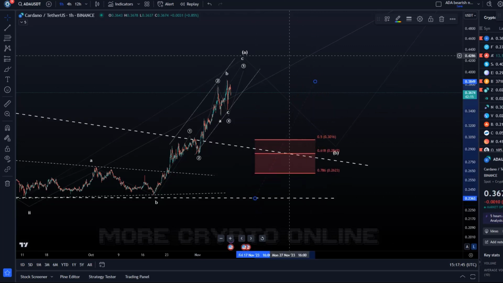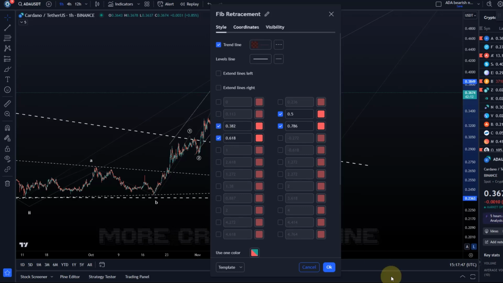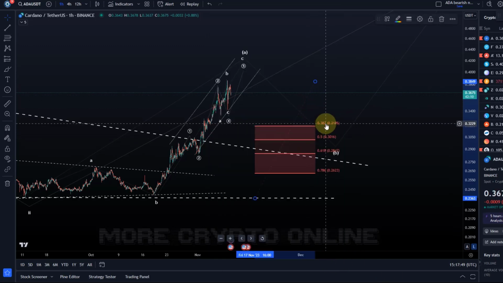roughly we should expect it to move in. So sometimes they are shallow. So roughly 31.9 cents to 26.2. That would be the ideal pullback zone for a B wave pullback. B waves, that's the problem. They can be very shallow. We've seen over recent weeks very, very shallow B waves across the crypto markets. They can also overshoot to the downside.